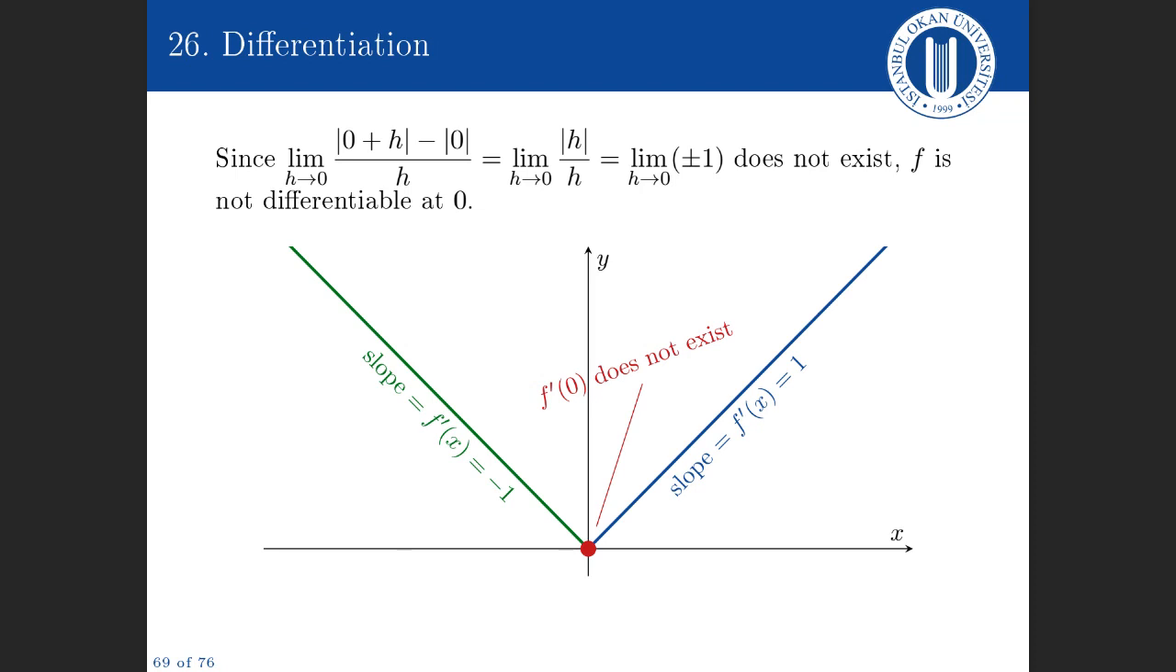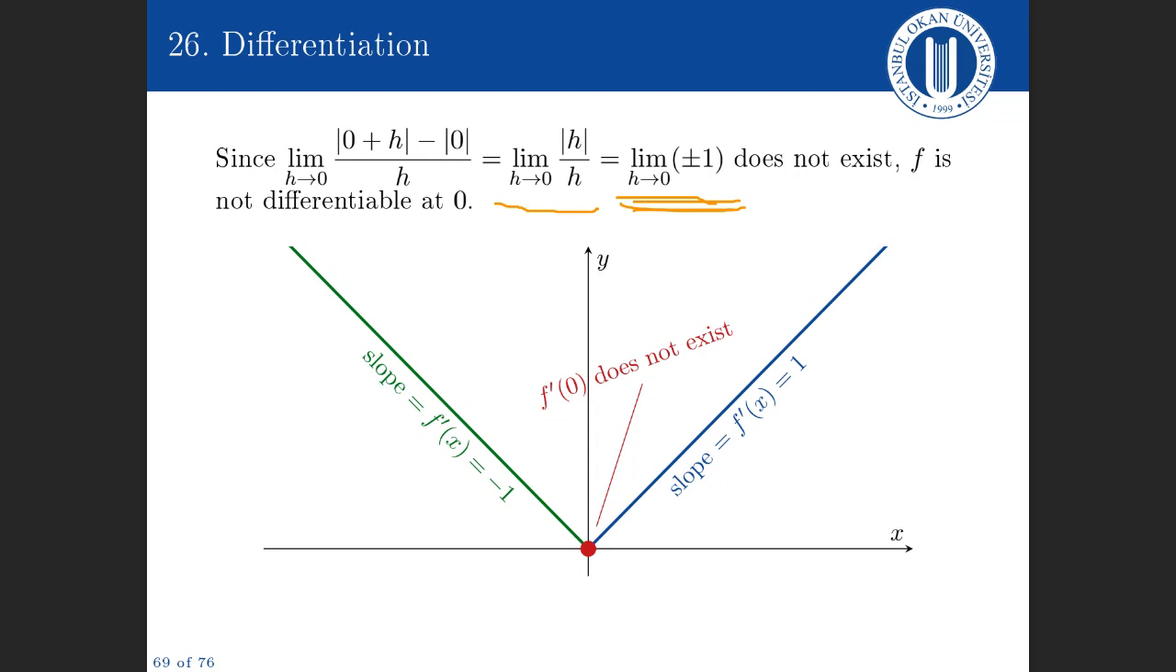If we try to do the limit as h tends to 0 of the absolute value of 0 plus h minus the absolute value of 0 divided by h, we're doing the limit as h tends to 0 of absolute value of h divided by h. But absolute value of h divided by h is either plus 1 or minus 1, depending on if h is a positive number or a negative number. And that limit does not exist. That proves that our function is not differentiable at 0.